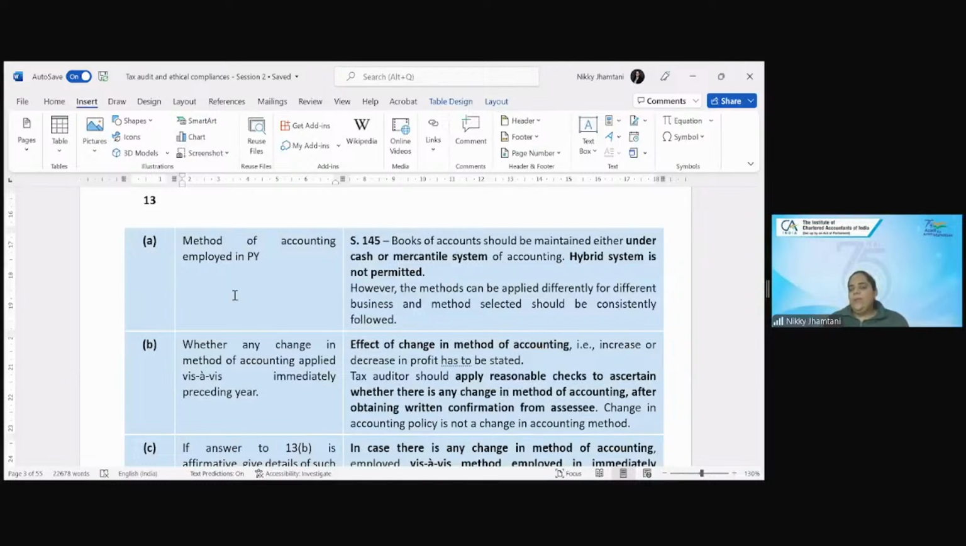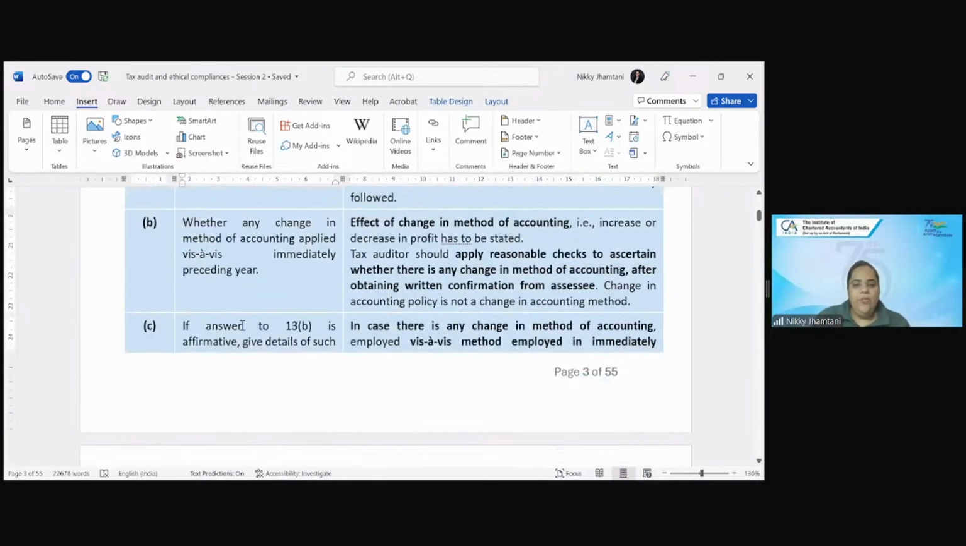तो यहाँ तो आप कैश सिस्टम फॉलो करो या मर्केंटाइल सिस्टम फॉलो करो. हाइब्रिड मतलब दोनों का मर्ज्ड जो चीज़ है वो अलाउड नहीं है कि कुछ ट्रांजैक्शंस में आपने कैश कर लिया, कुछ में मर्केंटाइल कर लिया. However, the methods can be applied differently for different businesses and the method selected should be consistently followed. पर हाँ, अगर हमारे 4 बिजनेस है, 2 में मैं कैश लगाती हूँ और 2 में मैं मर्केंटाइल लगाती हूँ, तो वो अलाउड है, उसमें कोई प्रॉब्लम नहीं है. पर हर बिजनेस के लिए वो कंसिस्टेंटली फॉलो होने चाहिए.